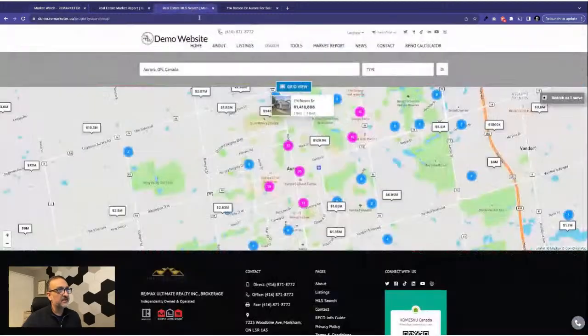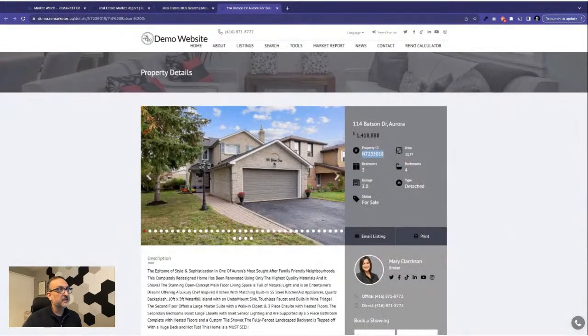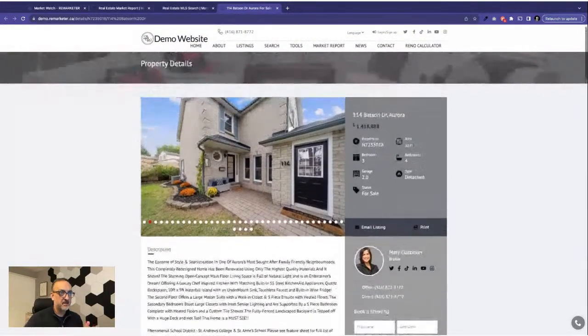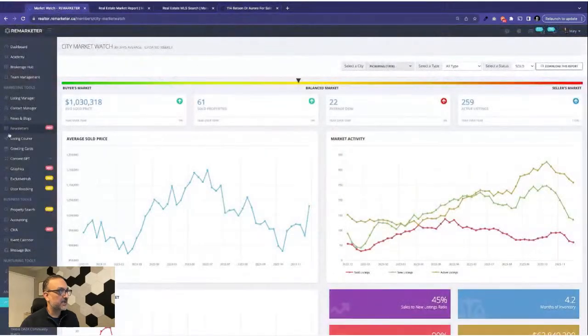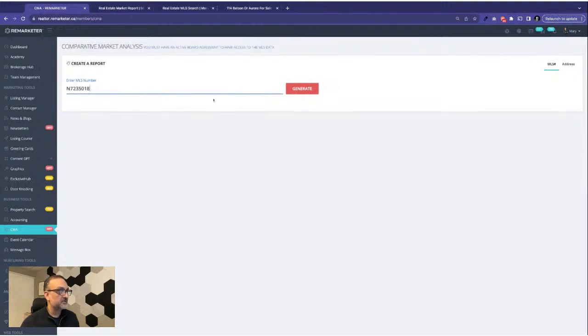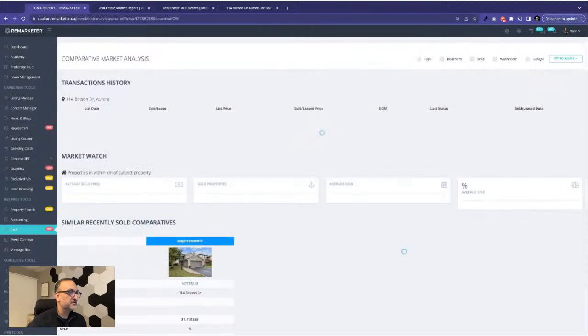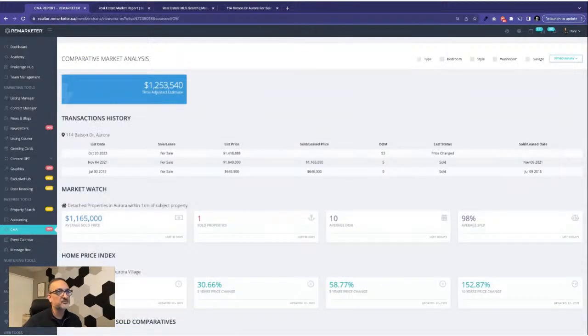Now, I found a rather normal property, I think, yeah, it's in Aurora. It's a rather normal property that's on the market for sale. I want to do a CMA. So what I'll do is take this property ID, and I'll go back to the system. Let's go to the instant CMA module and put in the MLS number. This is a great tool for you. I mean, if you're not using this, you should. It's such a great tool that can give you a lot of insight, specifically on properties.